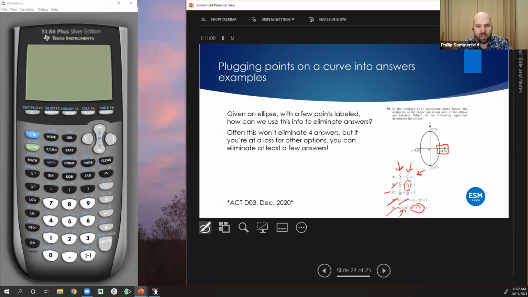So that's out. Here, 4 squared is 16 over 4 is 4 again. And again, I'm adding a non-negative value. So, okay, cool. The answer must be C. I didn't have to know much about ellipses at all.